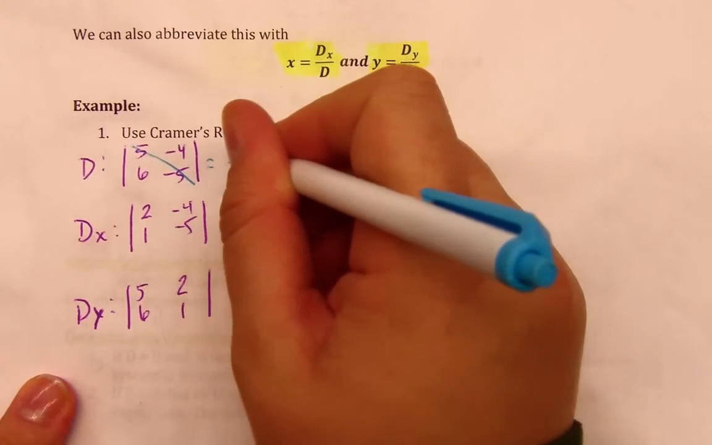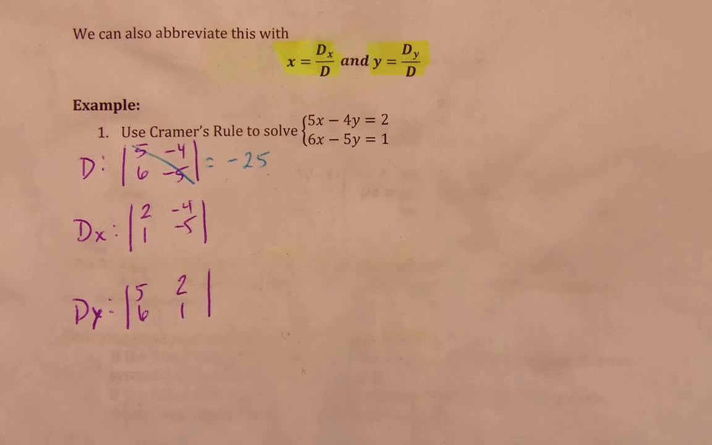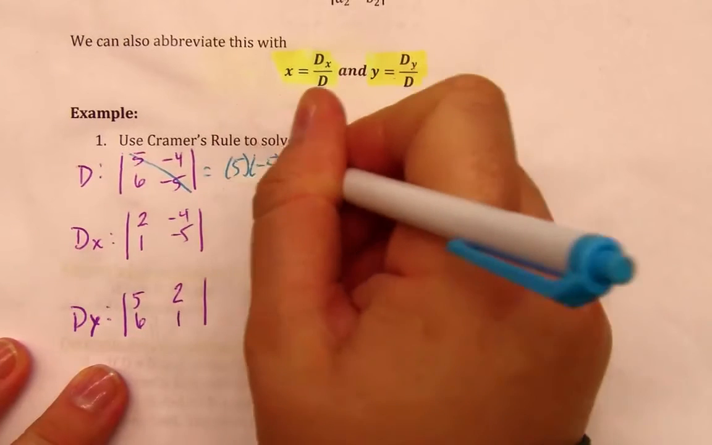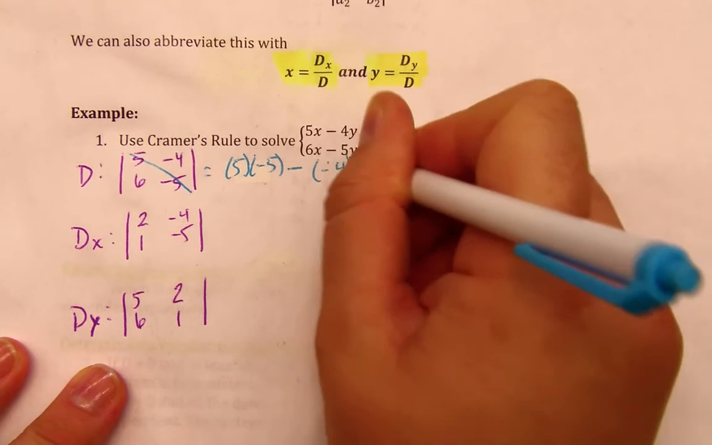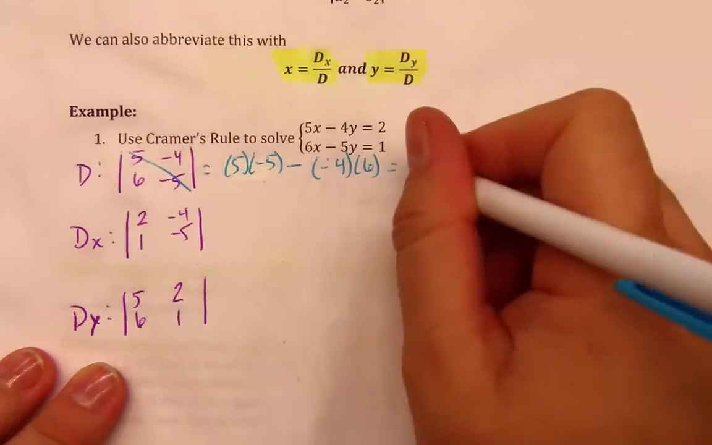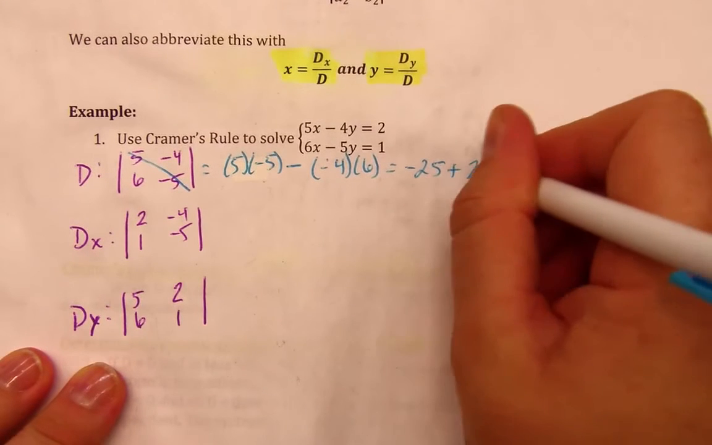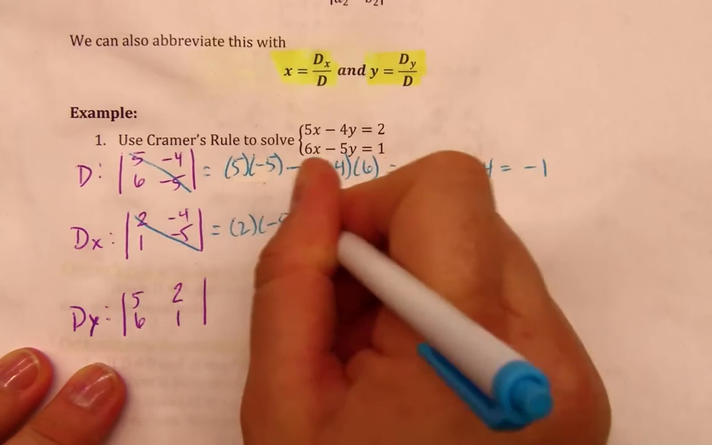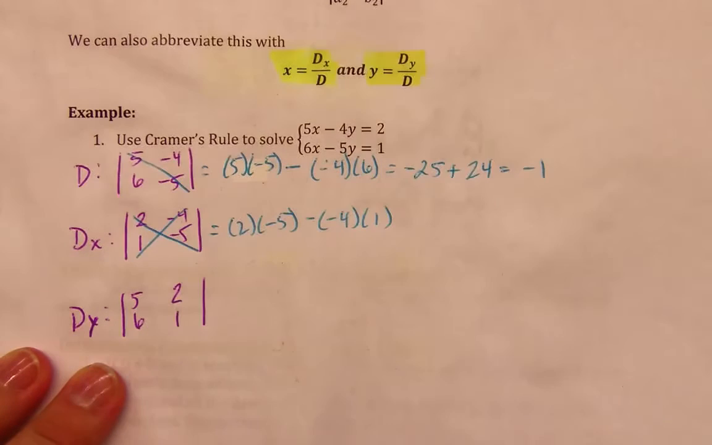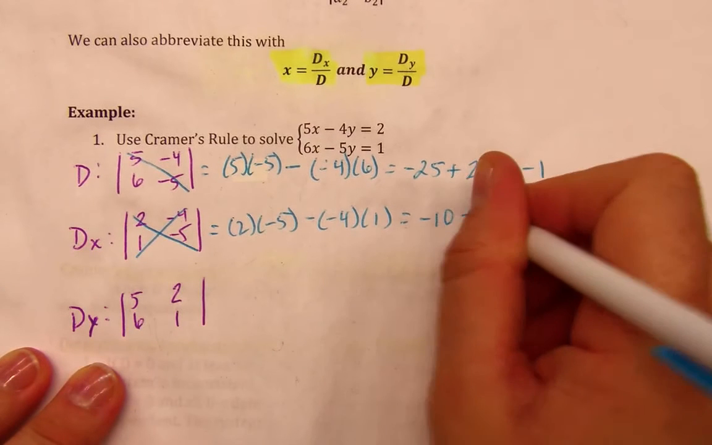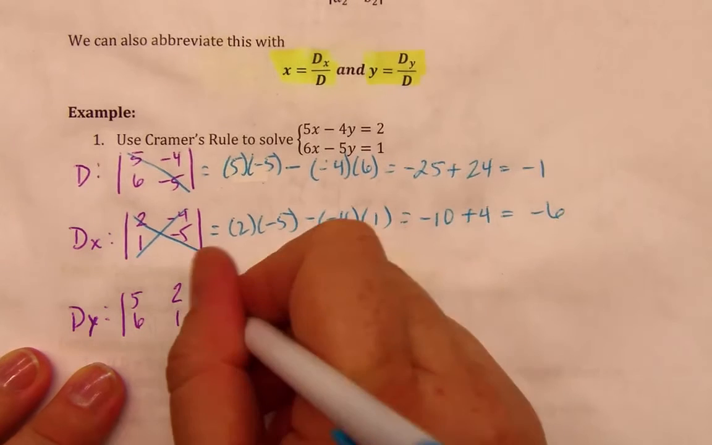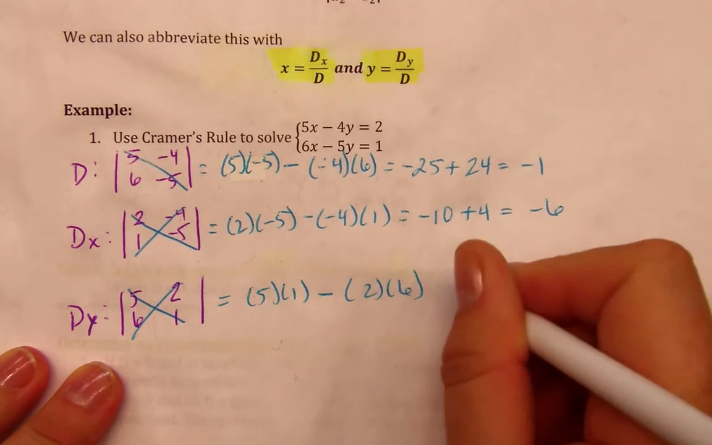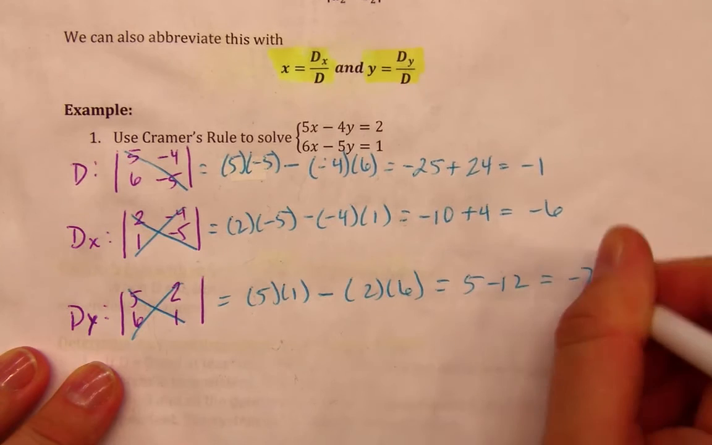So we have -25. Actually, you know what? Why don't I write that out? We have 5 times -5 minus -4 times 6. And that's going to be -25 plus 24 is -1. And here, down the main diagonal, 2 times -5 minus -4 times 1. And that'll give us -10 plus 4 is -6. And here, main diagonal, 5 times 1 minus 2 times 6. And that'll give us 5 minus 12 is -7.